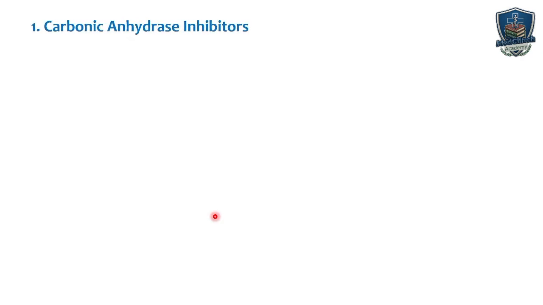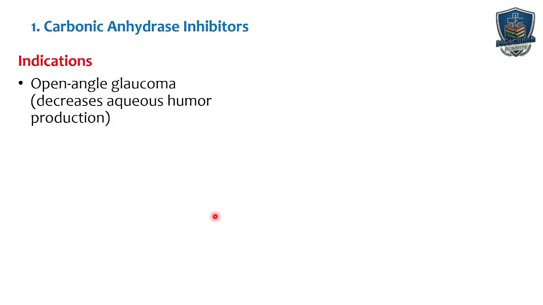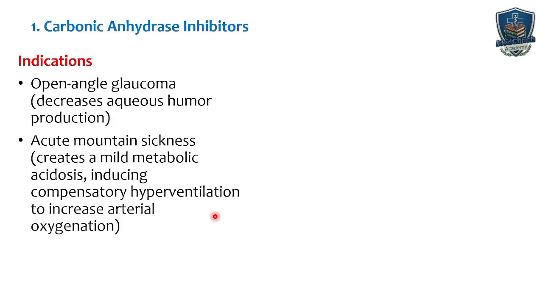So, a continuation of our slide. What are the indications? For those guys who have done ophthalmology, you have seen this drug being used, especially in the management of open angle glaucoma. The reason why it's very good is that it helps in decreasing aqueous humor production. So acetazolamide is a very good drug when it comes to open angle glaucoma.